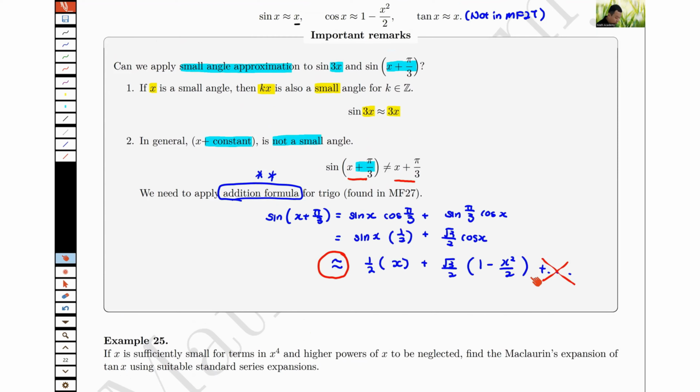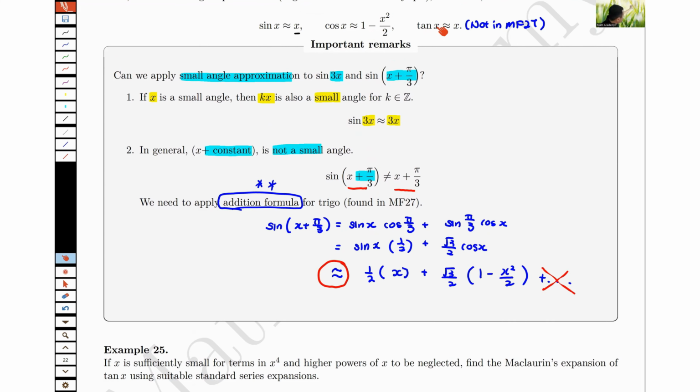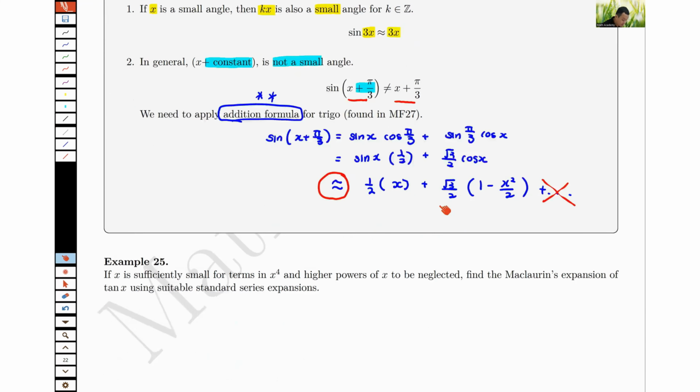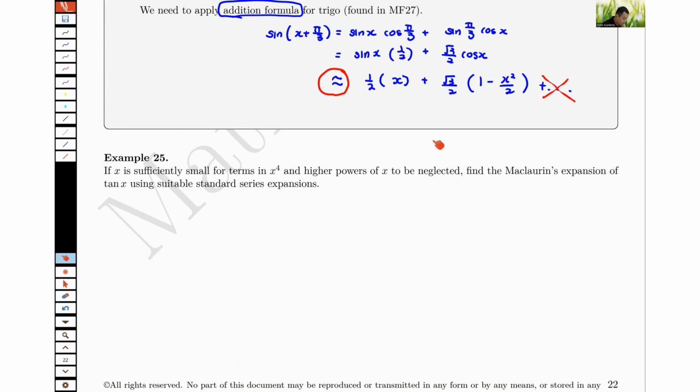Okay, so let me go through more. In particular, I want to talk about this. How do we arrive at this? Why is tangent x approximately x? Let's work through with this problem, but you note the powers in the question.